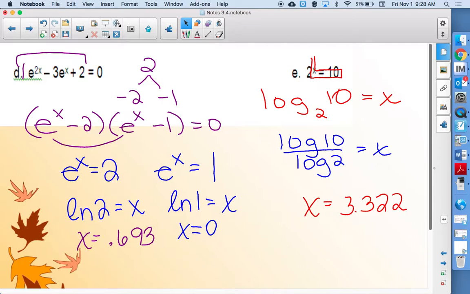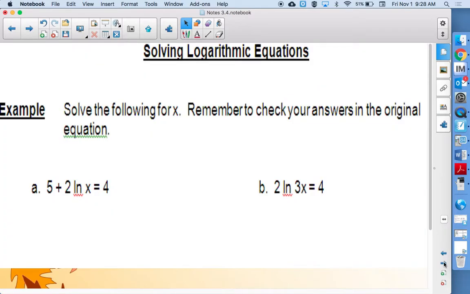All right, so if you flip the page, we're going to change directions. Solve the following for x. Remember to check the original solution. When you start with a log or a natural log, what is the domain of a log or a natural log? So what can x be, or what can't x be, if you want to think of it like that? What types of numbers can't you have for x? You can't have 0.